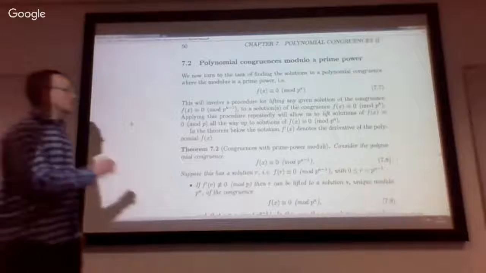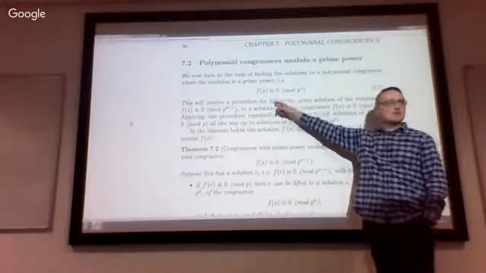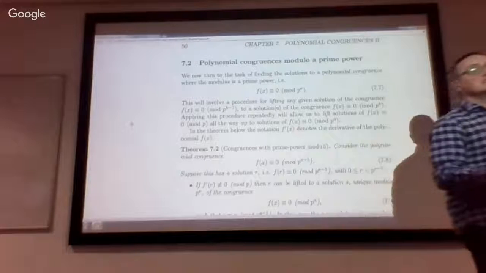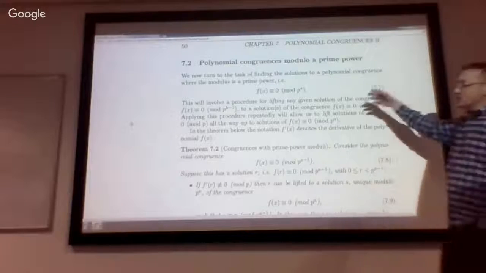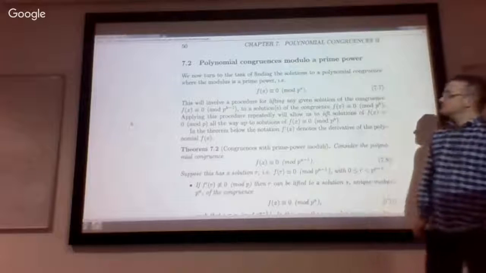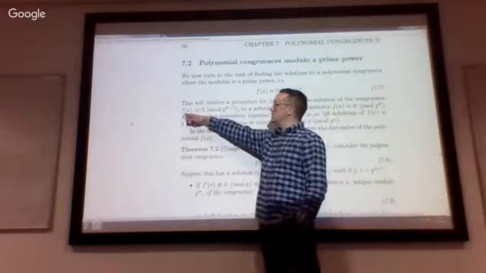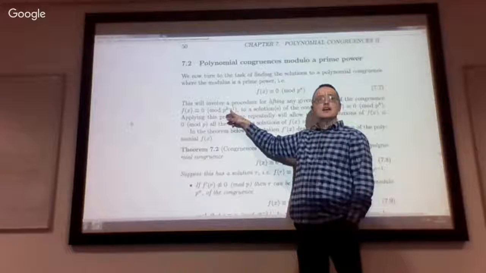So now we're fixing our attention on polynomial congruences of this form. Polynomial congruences where the modulus is a power of a prime. What we're going to describe is a lifting procedure, a procedure that takes solutions to the congruence modulo p to the k minus 1.